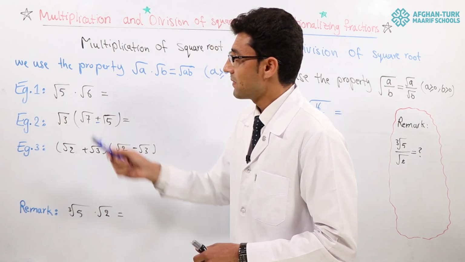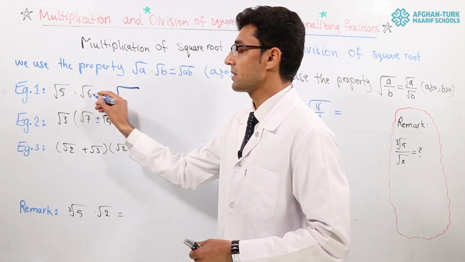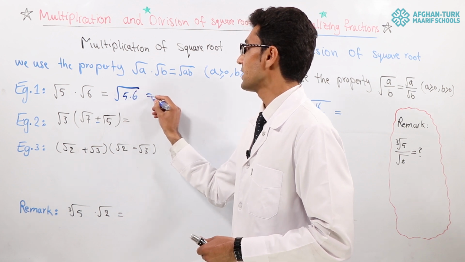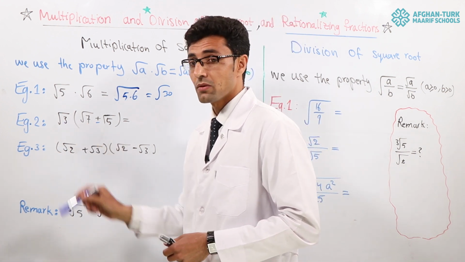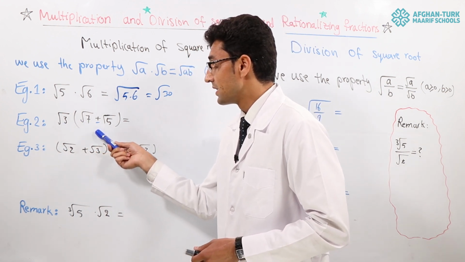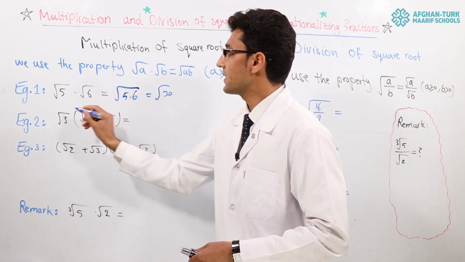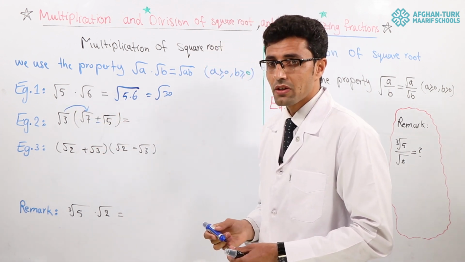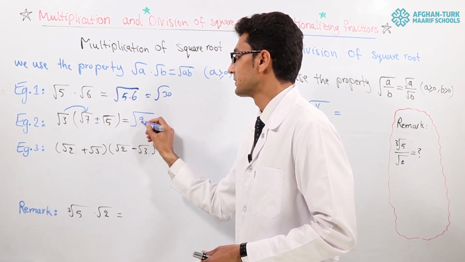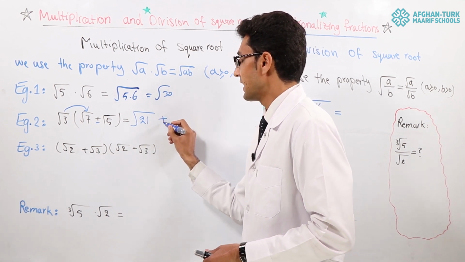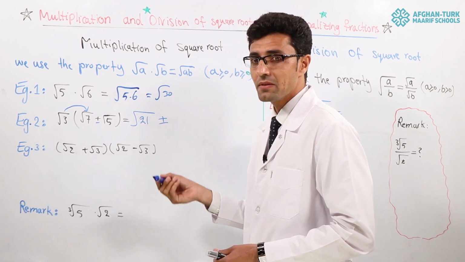Example one. If we have square root of 5 multiply square root of 6, I can write square root of 5 multiply 6, which is equal to square root of 30. But here, listen and look at the whiteboard, we have square root of 3 multiplied by addition and subtraction. It is very simple. At first, you multiply square root of 3 with square root of 7. I write directly 3 multiply 7 is 21. If it is positive, here we will have positive. If it is negative, here we will have negative.